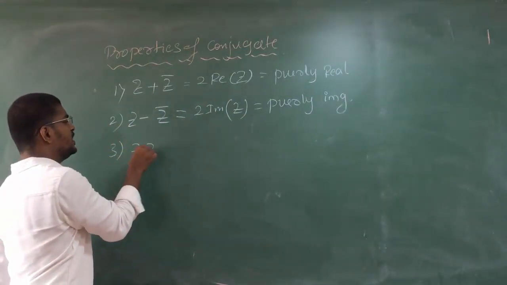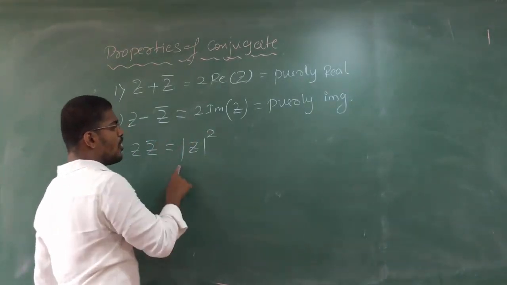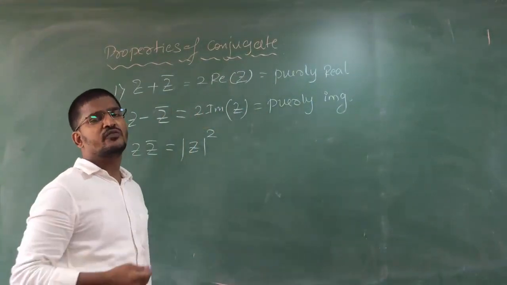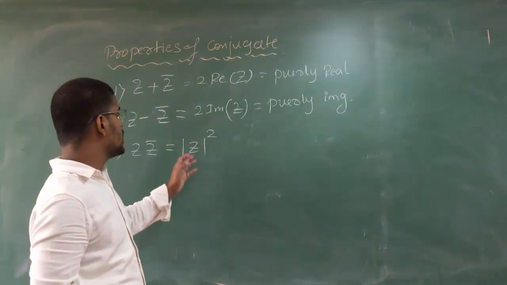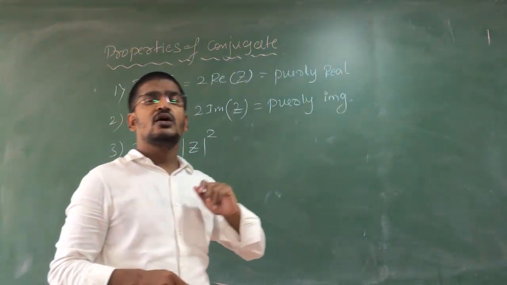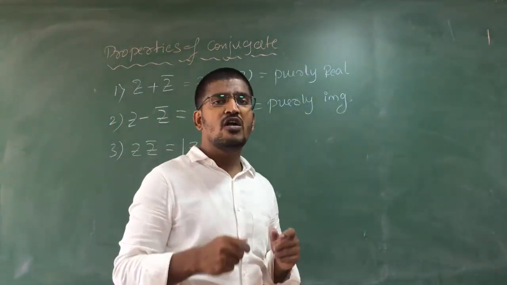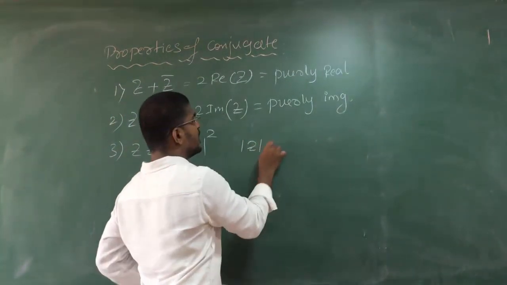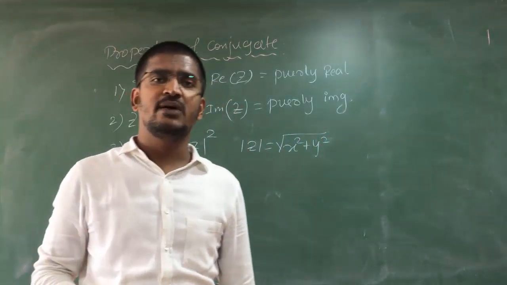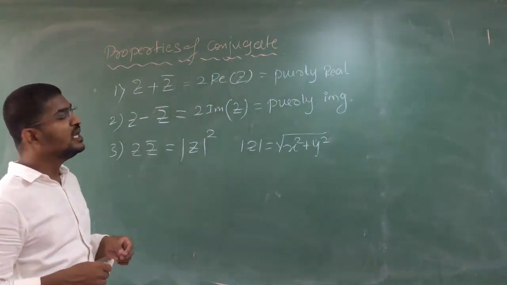Third one, z into z bar is going to be equal to mod of z square. Mod of z means the length of your complex number from the origin, that is square root of x square plus y square. So this is going to be equal to mod of z square. That means if I multiply a complex number with its conjugate, you are going to have mod of z square, where mod of z means square root of x square plus y square, that is the distance of the complex number from the origin. Clear? These are three very important properties.